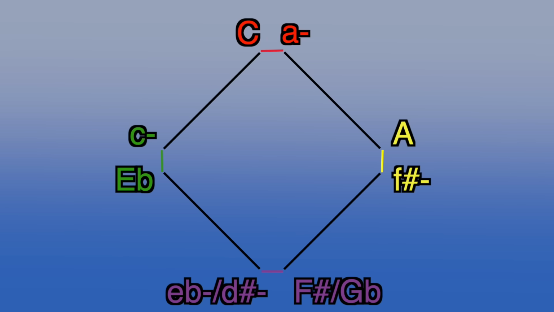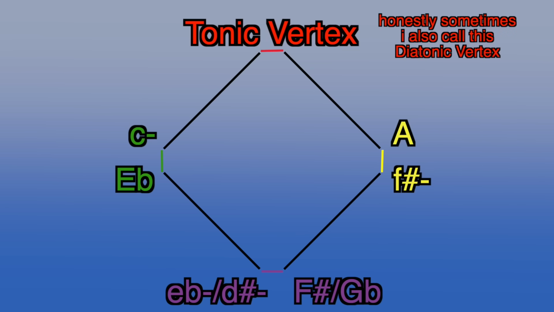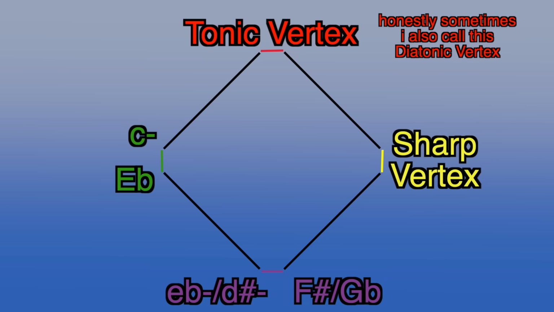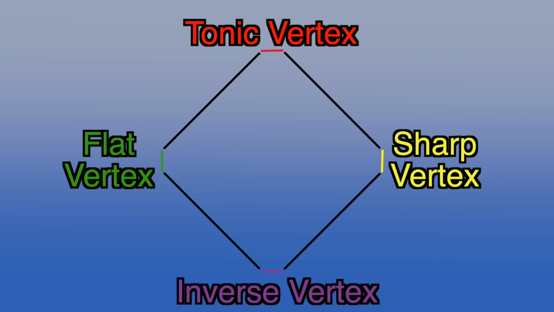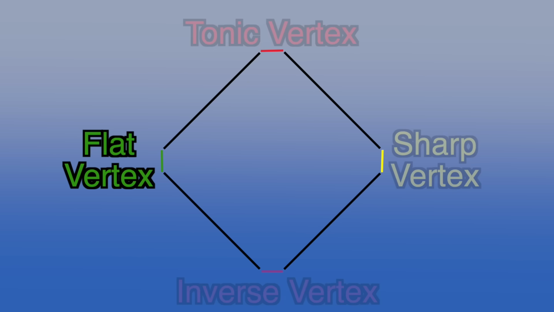Because of the wordiness of all of these vertices, I like to call our starting point the tonic vertex, the clockwise one sharp vertex, the counterclockwise one flat vertex, and the opposite one inverse vertex. So let's start with the most common vertex after diatonic, which would be flat vertex. Flat vertex interchange can be explained in most cases like modal interchange from parallel minor.